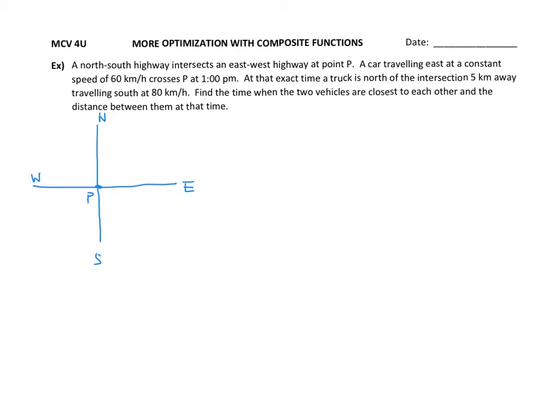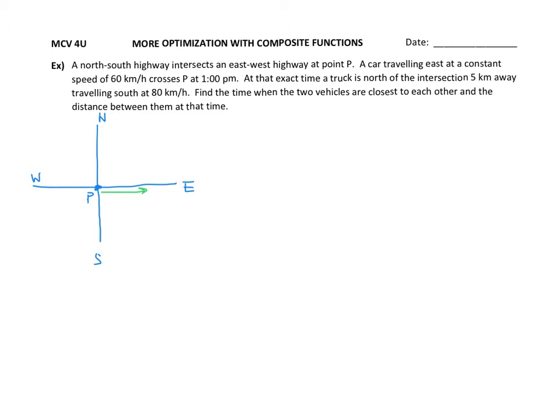A car is traveling east at a constant speed of 60 kilometers per hour, and it crosses P at 1 o'clock. So that car is here at P and it's heading, I'm just going to use a different color here. It is heading in this direction towards the east at 60 kilometers per hour.